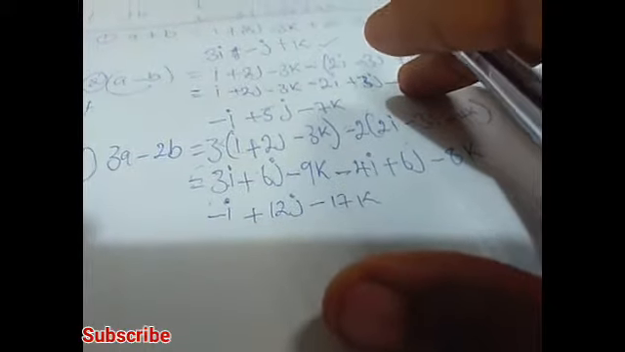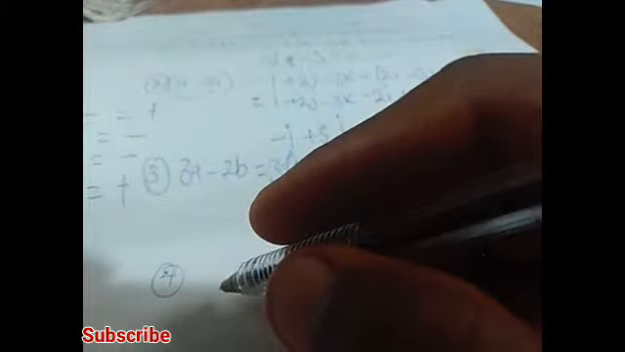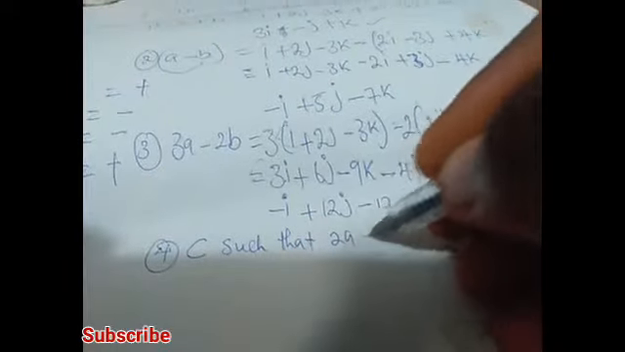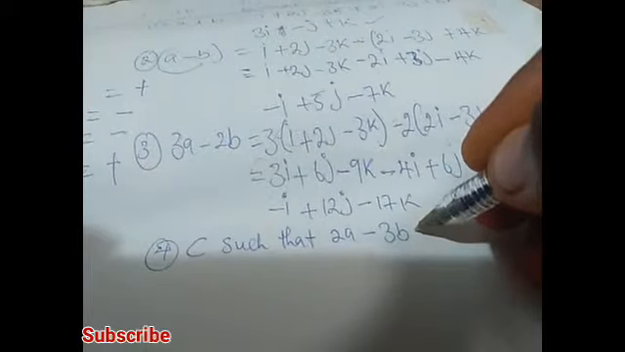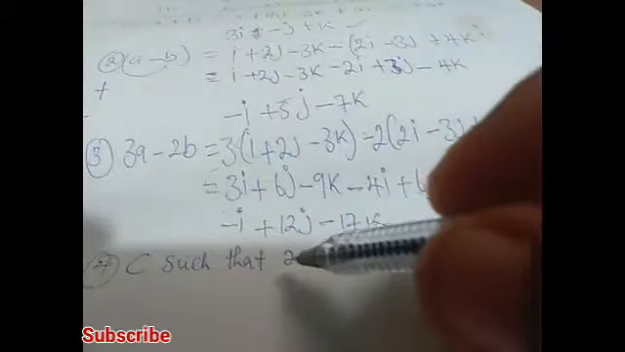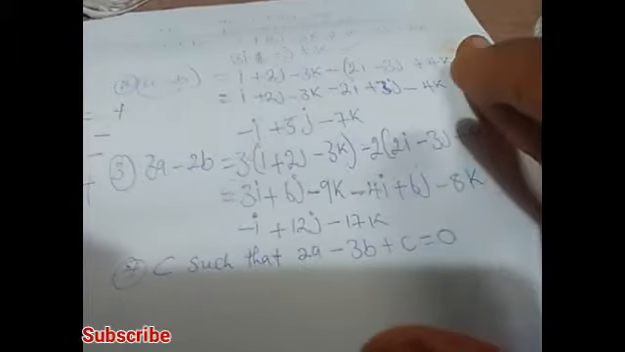So number 4 question, we say we should find C. The question said we should find C such that 2A minus 3B plus C is equal to 0. So in this case, we have to get 2A and 3B since we don't know what C is yet. So C is going to be equated to minus 2A plus 3B.